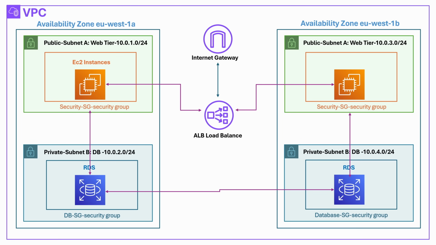This is the architecture that we built today, a secure, scalable two-tier setup across multiple availability zones. This pattern forms the foundation for most real-world applications on AWS. Thank you for following along. I hope this gave you a clear picture of how VPC networking works in practice.